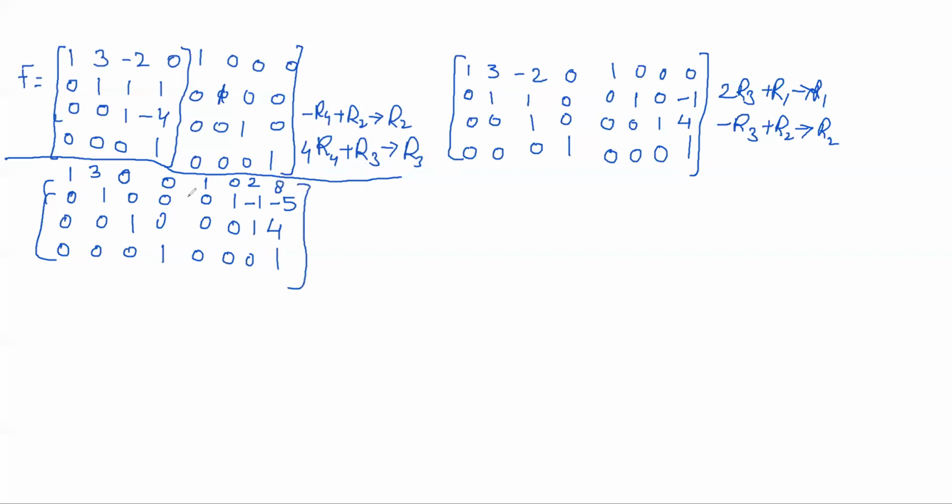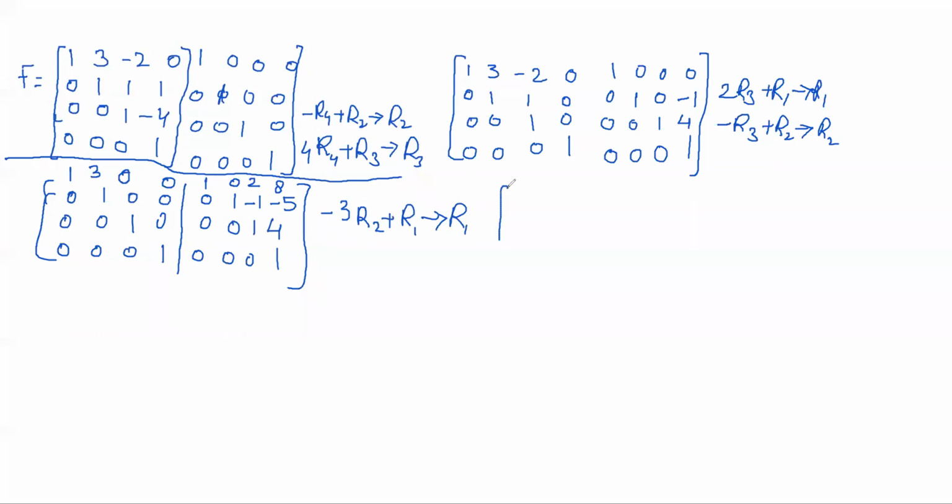Okay, so when I look at over here, only this 3 remains to be zeroed. So in this case, what I will do is minus 3 times row 2 plus row 1, that will be the new row 1.